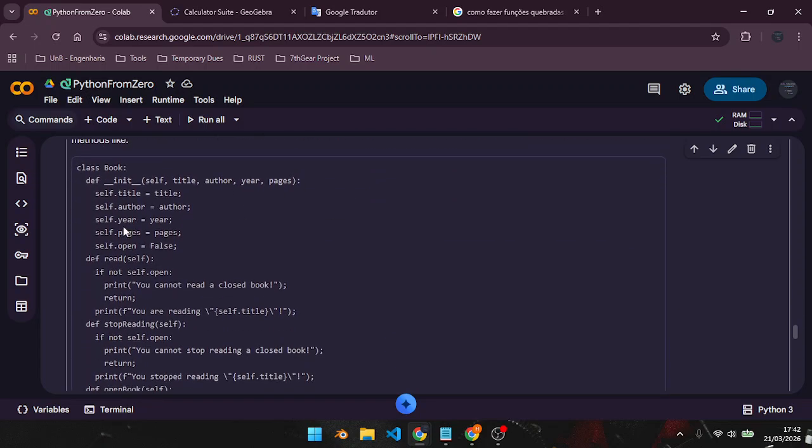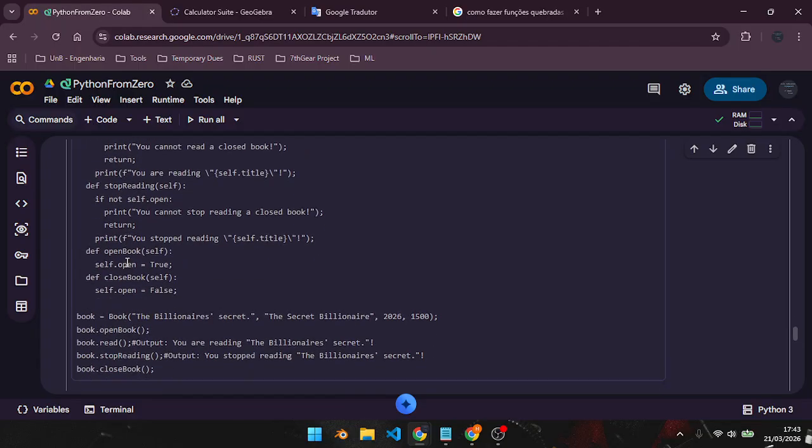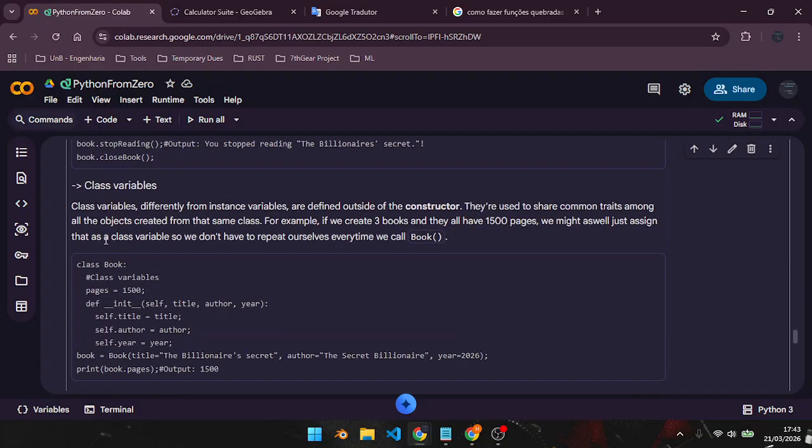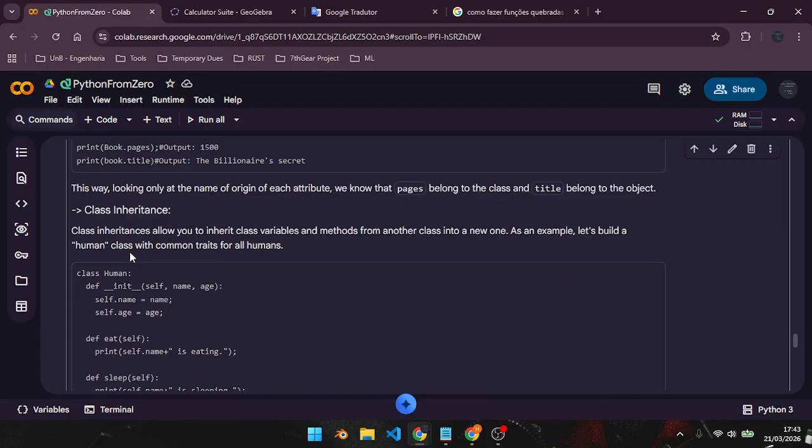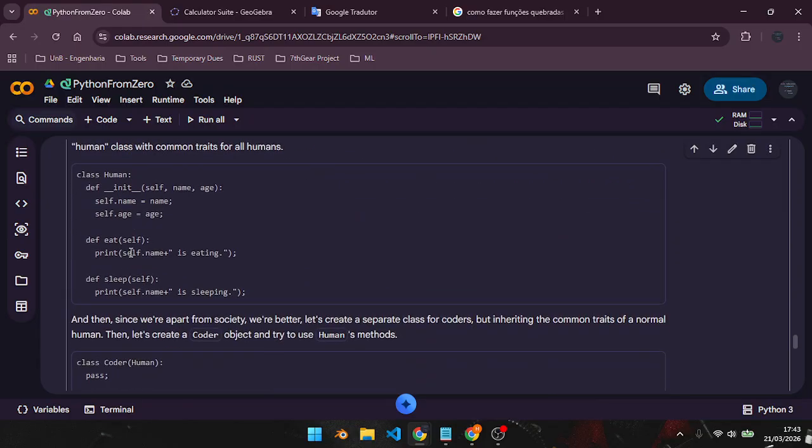Inheritance, methods here. You can put some methods inside of the class, but you can also have class variables again. Of course, they are attached to the class. But class inheritance. So basically, what this means is that sometimes you can have a piece of code inside of a class that can be used in other classes.